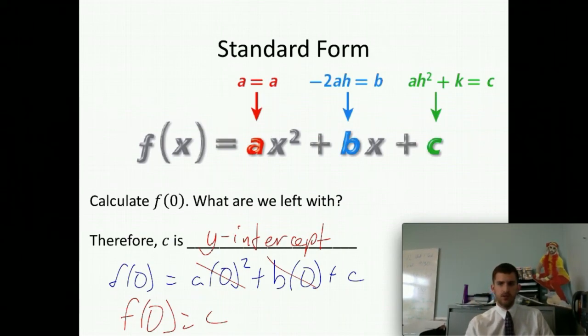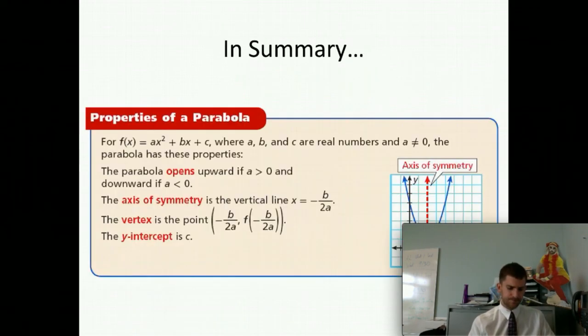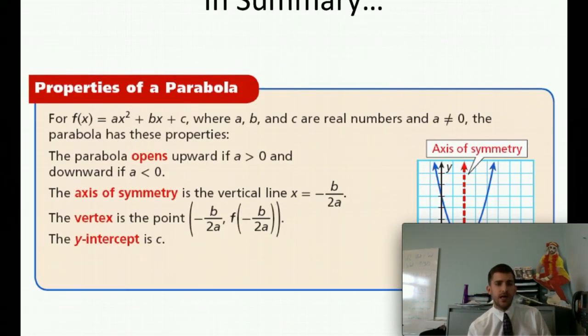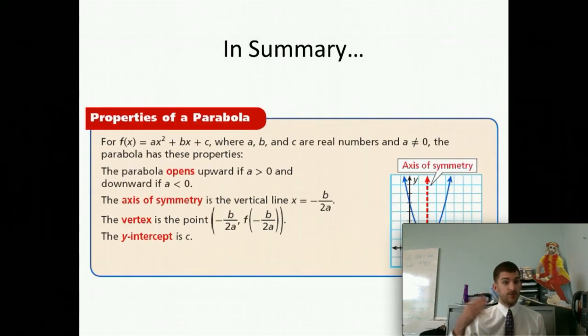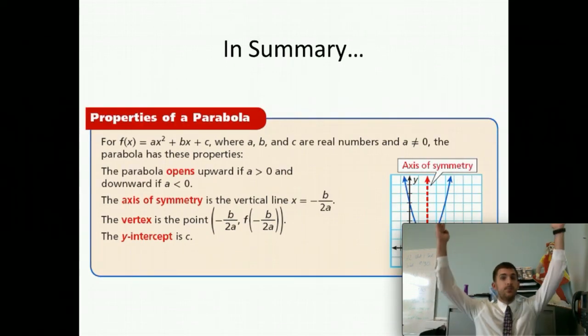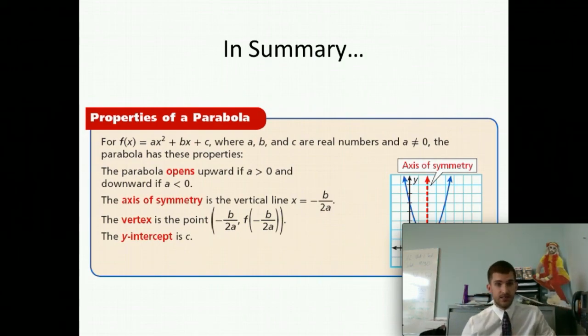So in summary, let's put these things together a little bit. For the equation f of x equals ax squared plus bx plus c, where a, b, and c are real numbers, and a is not equal to 0, because if a is equal to 0, then it's not a quadratic anymore. Couple things. The first thing is the parabola opens upward if a is greater than 0 and downward if a is less than 0. It's kind of dealing with those reflections. So if it's got a positive a value, it's a parabola opening up. If it's got a negative a value, it's going to be a parabola that gets reflected over the x-axis and opens down. The axis of symmetry, we talked about that a minute ago, is the line x equals -b over 2a.